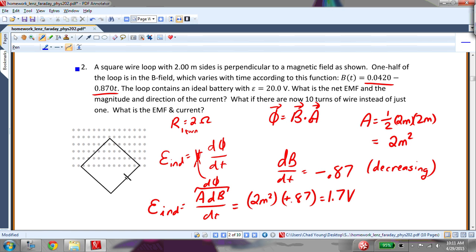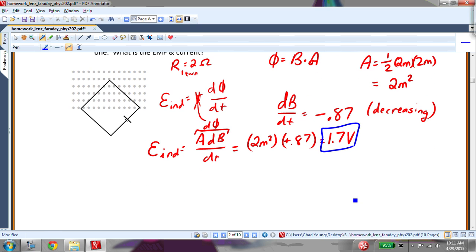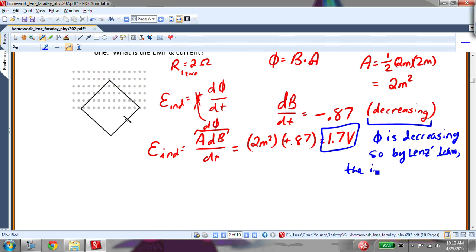All right, I know that I have this 1.7 volts, but I don't know which direction it's in, so I need to find the direction. Let's go back to this idea that the magnetic flux was decreasing. That means that the flux is also decreasing in magnitude. So, by Lenz's law, the induced B field is in the same direction as the originating B field.